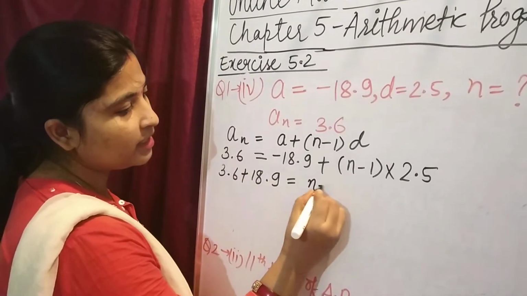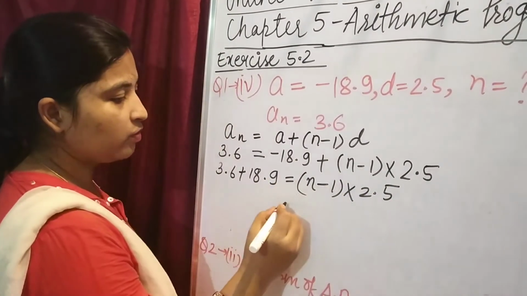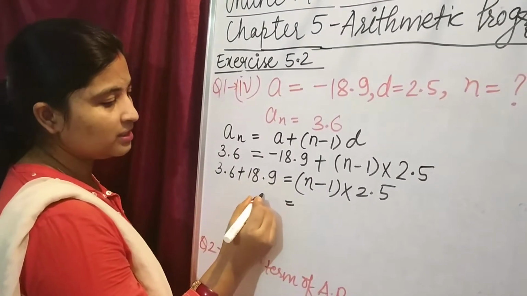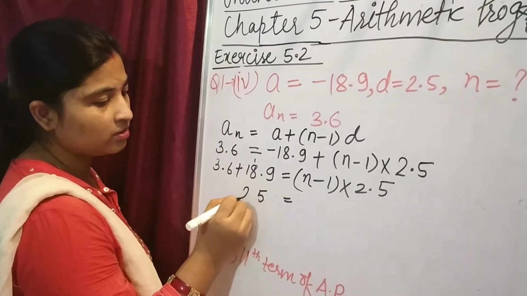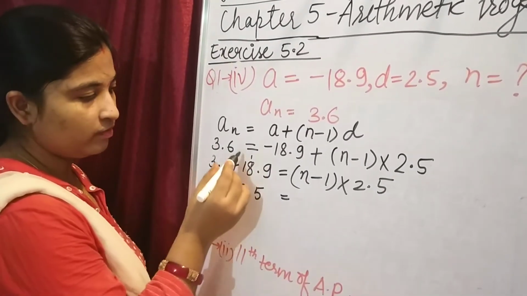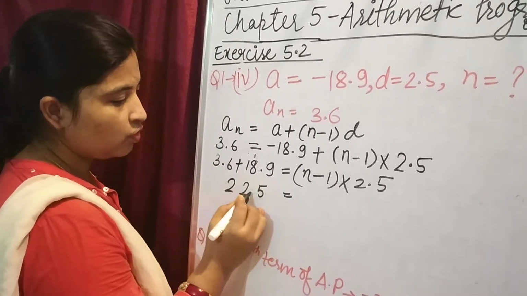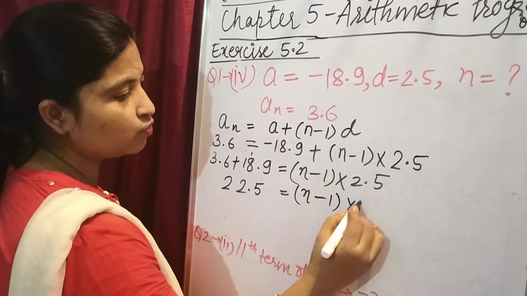and that is equal to n minus 1 into 2.5. Okay, do the calculation. 9 plus 6, 15, carry 1, 8 plus 1, 9, 10, 12, carry 1, 22.5 is equal to n minus 1 into 2.5.